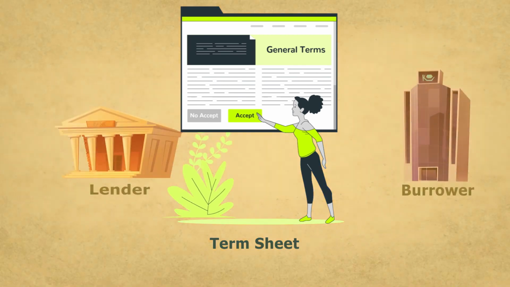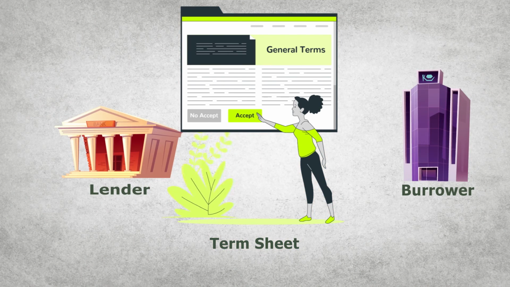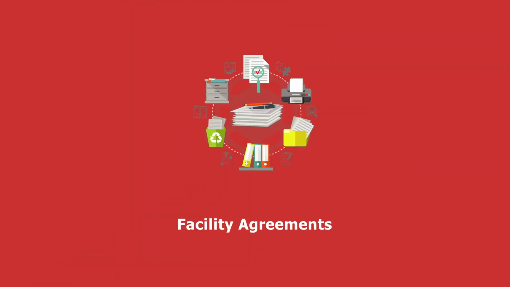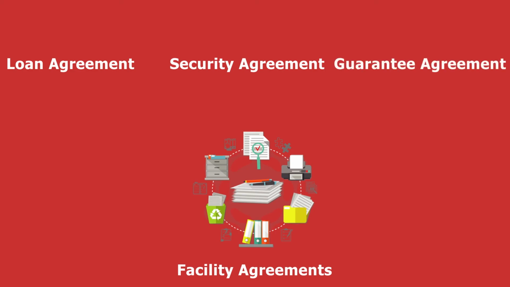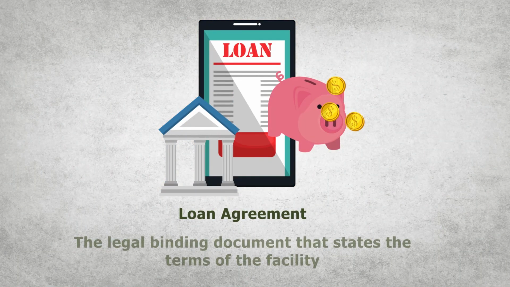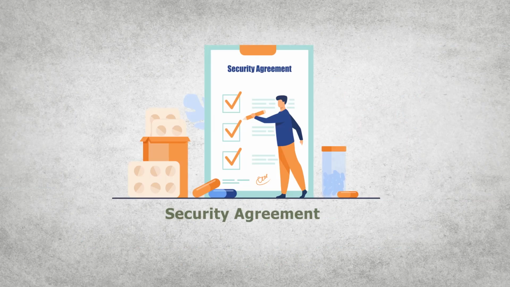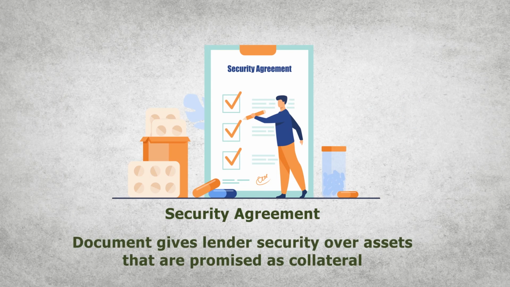This is done so the lender and the borrower are aware of the structure of the terms of the said loan. Facility agreements are the legal documents that are binding the terms of the facility used in the loan agreement. These agreements consist of loan agreement, security agreement, and guarantee agreement. The loan agreement is the legally binding document that states the terms of the facility. Security agreement is the document that gives lender security over assets that are promised as collateral.